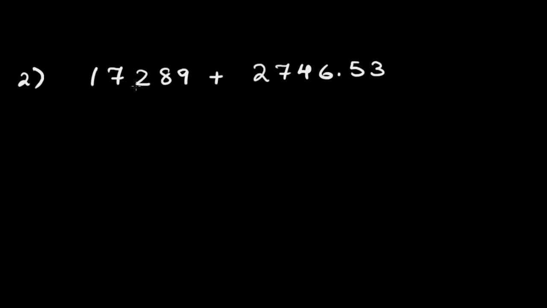Let's say we're supposed to add 17,289 with 2,746 and 53 hundredths. We start by placing the place value chart on top of it. So this is ones, tens, hundreds, thousands, and 10,000. Here we have ones, tens, hundreds, thousands. The first place after the decimal is tenths place. Second place is hundredths place.